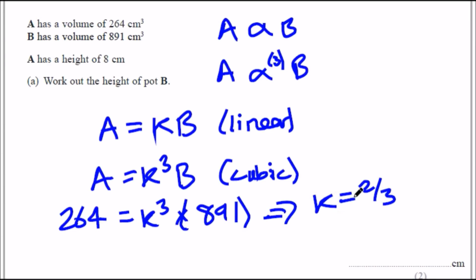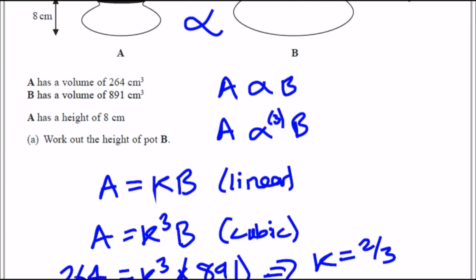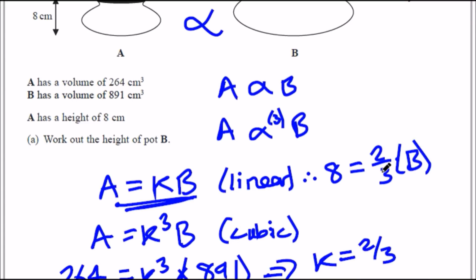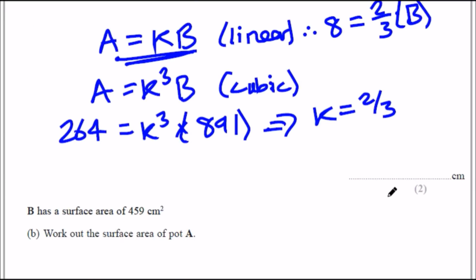So that's a scale factor. Now we plug this back into the first equation, the linear relationship, and we can say that since A has a height of 8, and K is 2/3, we're using this equation here, guys. We want to find the value of B. So to find B, just times 8 by 3 and divide it by 2. So you should have something like 12. So the length of B is 12. And that's it, 12 centimeters.